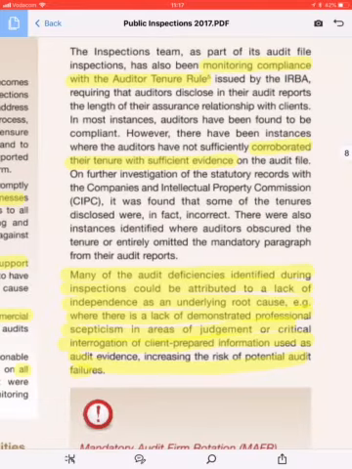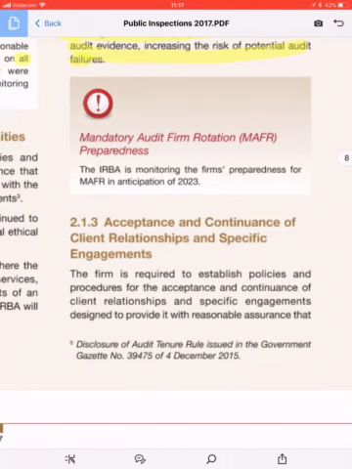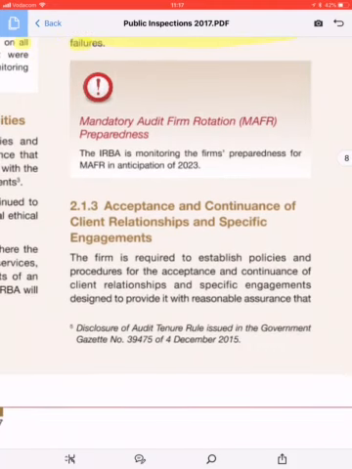A lot of this comes back to audit independence. And IRBA, in their view, audit independence is a root cause of most of the deficiencies that have been identified. They deal with mandatory audit firm rotation. I'm not going to deal with that now because it's only happening later.